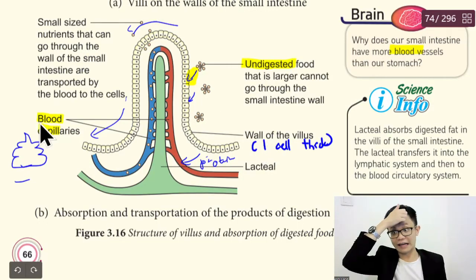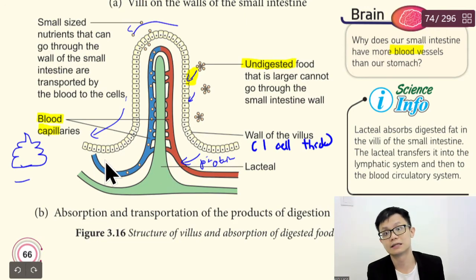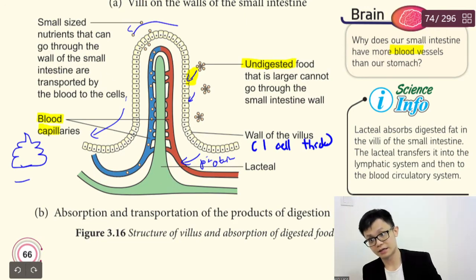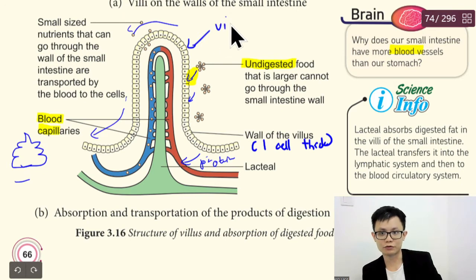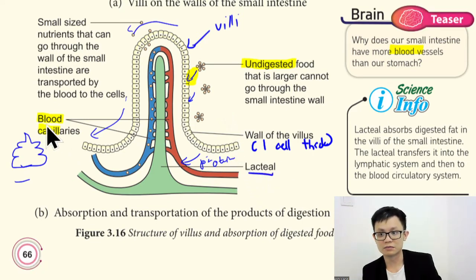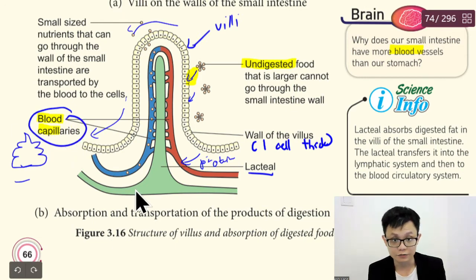Before I forget, you need to know how to label, because sometimes the question will ask you to label it. What is A, what is B, what is C? So I would say A is villi. This one is lacteal, already labeled. These two are blood capillaries. Just remember to label in case the person asks you.